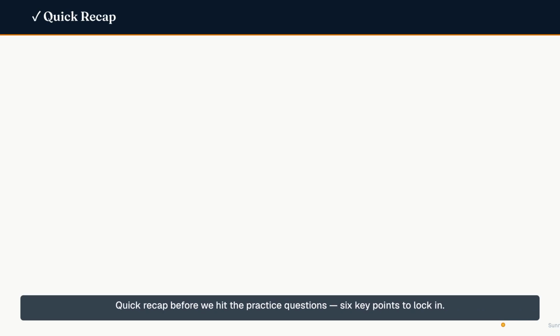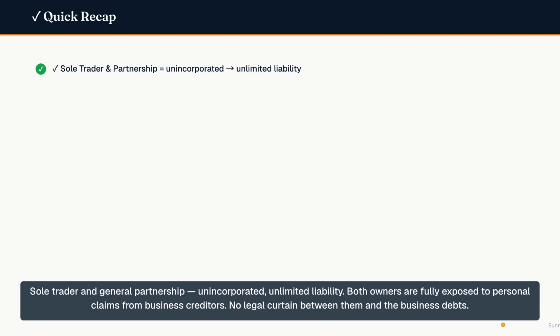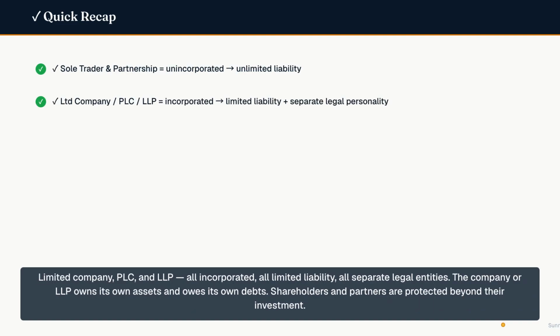Quick recap before we hit the practice questions, 6 key points to lock in. Sole trader and general partnership: unincorporated, unlimited liability. Both owners are fully exposed to personal claims from business creditors. No legal curtain between them and the business debts. Limited company, PLC, and LLP: all incorporated, all limited liability, all separate legal entities. The company or LLP owns its own assets and owes its own debts. Shareholders and partners are protected beyond their investment.